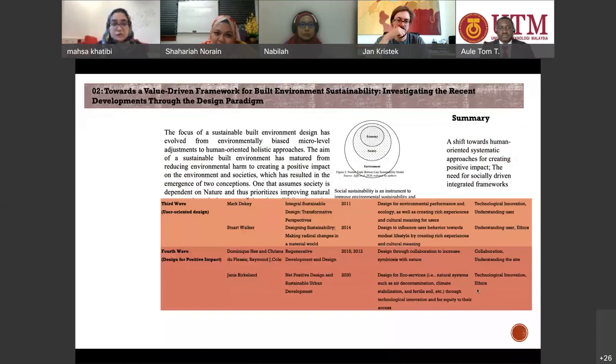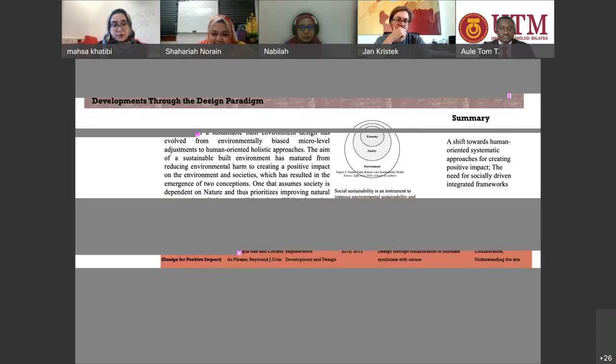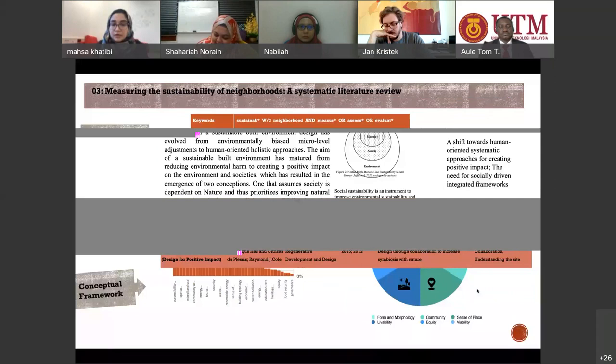And the third one, this paper is actually at the submission stage, where I'm uncovering the formative concepts shaping assessment of neighborhoods. In this one, I'm using a systematic review, thematic analysis, of 64 journal articles, and then I calculated the criteria and categorized them into factors, and I realized that these are the important factors: sense of place, community, form and morphology, livability, equity, and viability. And of course, all other factors were very much connected to urban form and morphology. So I found through these studies that it's very important.